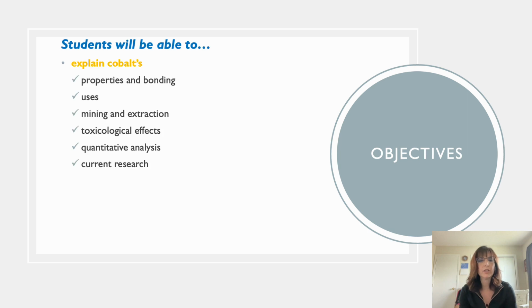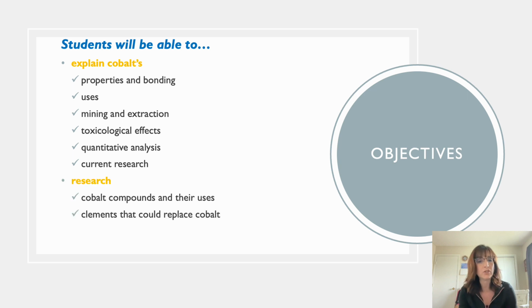As I stated earlier, you're going to be exploring cobalt's properties and bonding, uses, mining and extraction, any toxicological effects it might have, how we quantify it in its matrix, and we're going to look at the current research. This presentation is actually twofold. Not only will we look at cobalt and its prominence in the world and its potential dangers, but you're going to prepare to do a research paper.